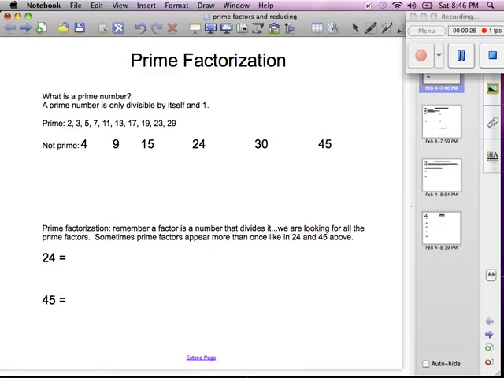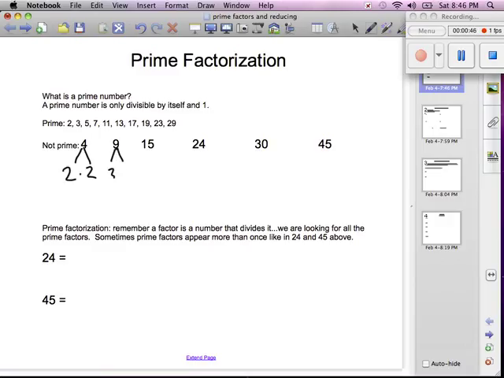Note that 1 is not prime. That's not a big deal, but if you want to settle any arguments, 1 is not prime. Just because. What else is not prime? Anything that's divisible by another number. 4 is not prime because 2 times 2 is 4.